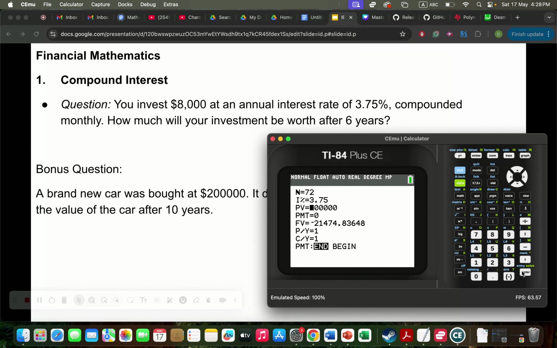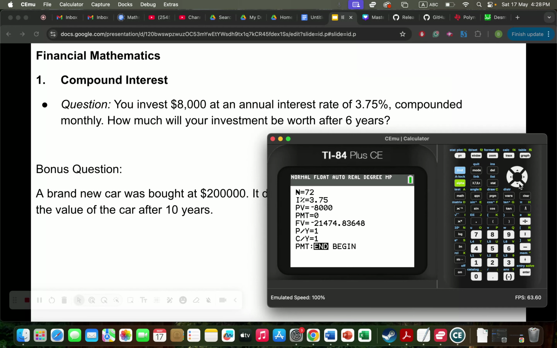So since you're investing $8,000, there is a cash outflow, since you're investing money into perhaps an investment or something like that. So I'm going to make this negative 8,000, because if you're investing money, it means that money is coming out from you. Okay, so it's negative 8,000.